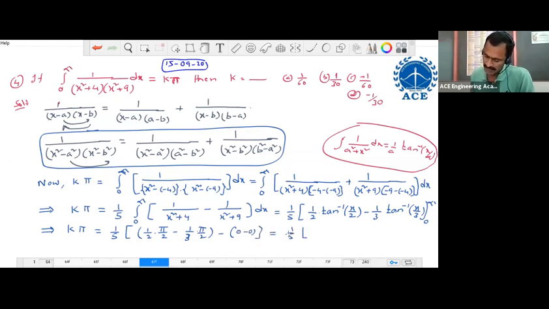1 by 5 into pi by 4 minus pi by 6. Now 6 minus 4 is 2, so pi into 2 by 12, which is equal to 2 pi by 60. Therefore, k equals 1 by 60.